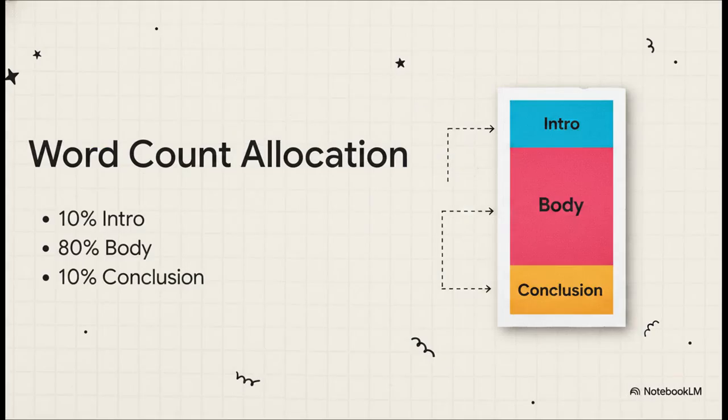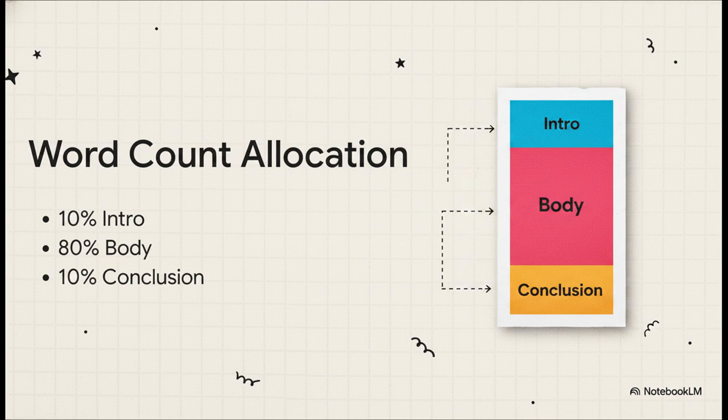Okay, so once you have your thesis, you move on to step 3 of planning, which is writing the outline. And here is a highly practical and maybe slightly surprising rule of thumb for your word count. Allocate it strictly by these percentages: 10% for the introduction, 80% for the body paragraphs, and 10% for the conclusion. It is surprisingly effective.